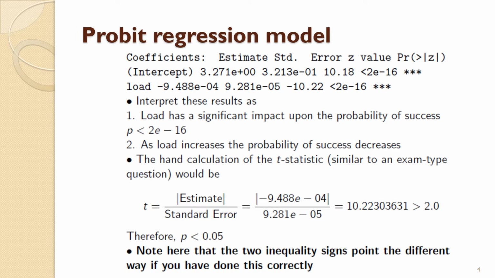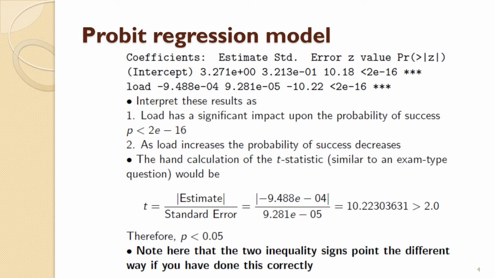So from the second row, the thing is significant because you've got 3 asterisks to denote significance, and then the p-value is less than 2 times 10 to the minus 16. Scroll all the way to the left. The estimated coefficient is minus 9.488 times 10 to the minus 4. So write this down in the Queen's English as: the coefficient of load is negative and statistically significant. So as load increases, the probability of success decreases. Again, the probability bit, extra interpretation, it's a probability regression model.